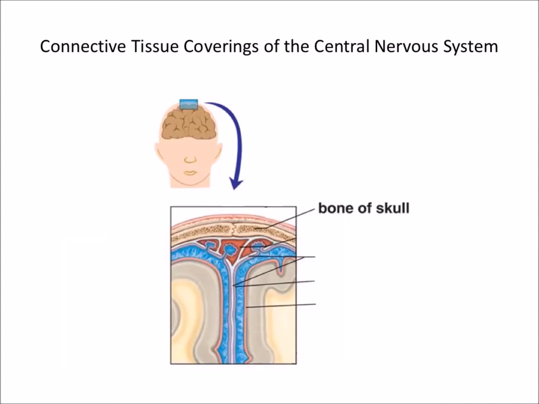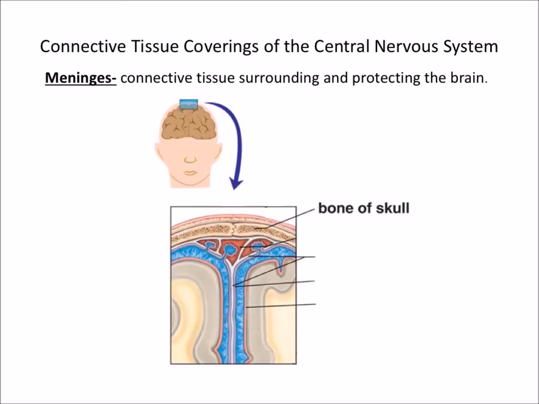Surrounding the organs of the central nervous system is a connective tissue covering called the meninges. And the function of the meninges is to surround and protect the brain and spinal cord. The meninges are composed of three parts. The first part is called the dura mater. The dura mater is the toughest, thickest, strongest connective tissue surrounding the brain. It's also the outermost connective tissue surrounding the brain.